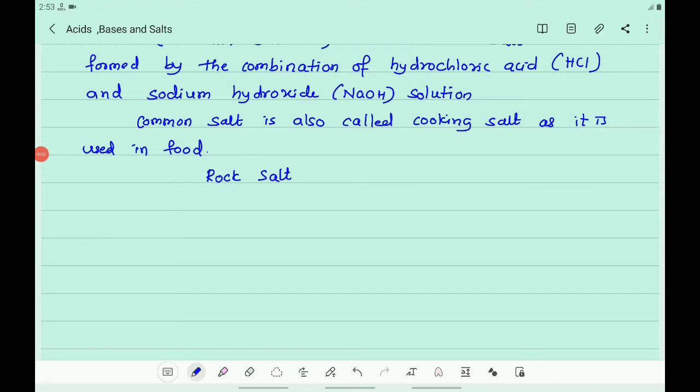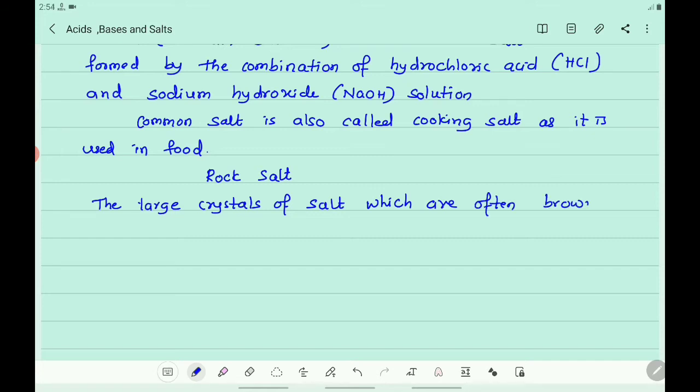So you write that the large crystals of salt which are often brown due to impurities are called rock salt.